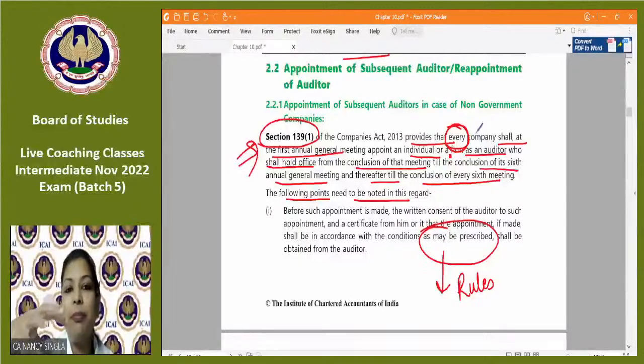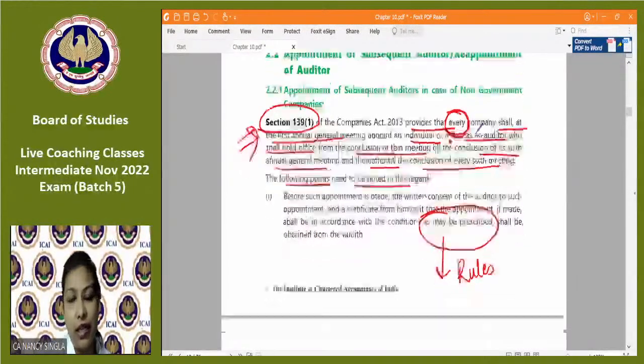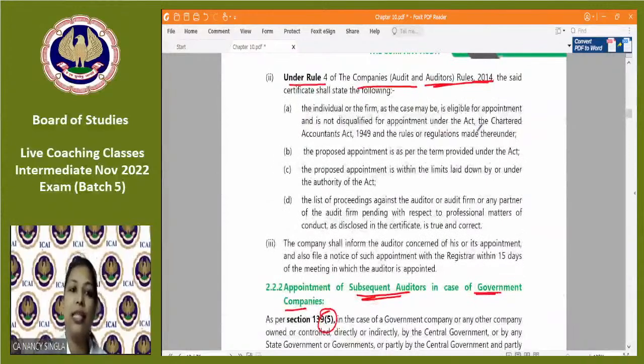Then before such appointment is made, first of all, a written consent is to be taken from the auditor, कि writing में consent ले लो कि ठीक है he is appointed, and a certificate. और उसमें क्या क्या he will be mentioning that he is eligible and not disqualified, that it is as per the terms, that it is as per the limits, and the list of proceedings if any are true and correct. Don't use the term fair here, है ना? Very logical ना, ठीक है?